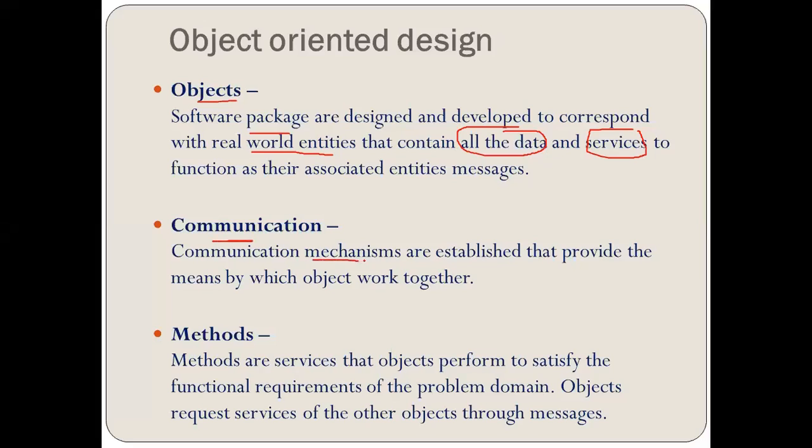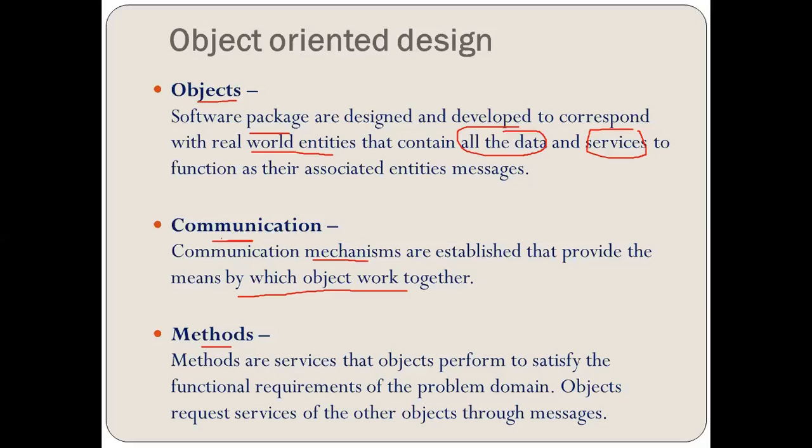Next important keyword is communication. Communication mechanisms are established that provide the means by which objects work together. That means how they are going to provide the interface to each other. That is the communication among the objects. Next important keyword is methods. Methods are services that objects perform to satisfy the functional requirements of the problem domain. Objects request services of other objects through messages.